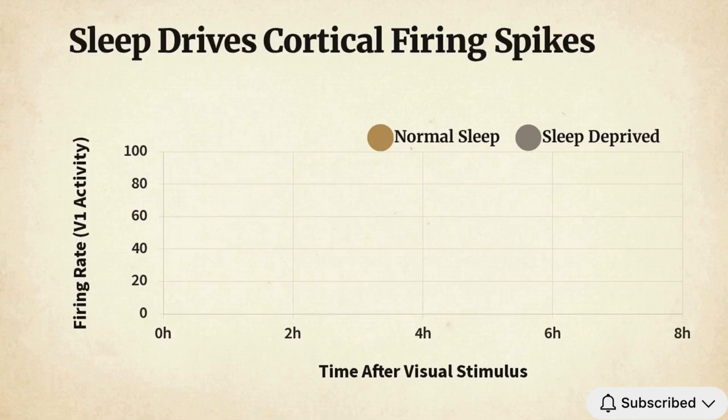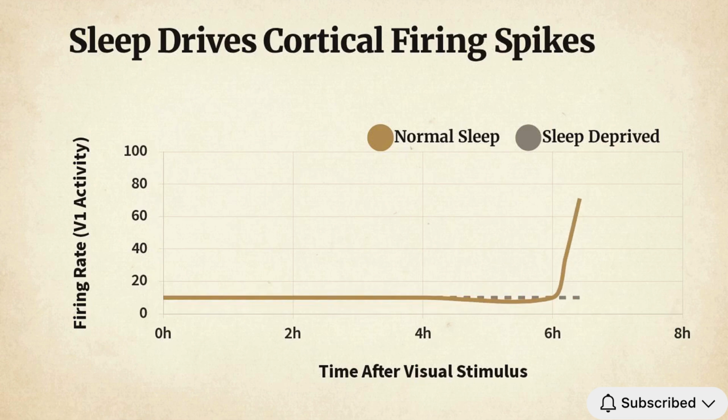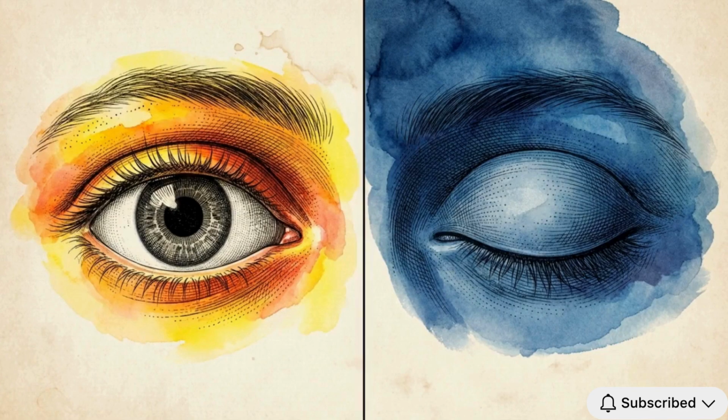This chart tracks the firing rates over time. At T0, the line is flat. It takes exactly 6 hours of subsequent sleep for these cortical neurons to exhibit a spike in orientation-specific firing, a process known as OSRP. Depriving the subject of sleep for that same window prevents this change. The trajectory remains flat. The visual cortex fails to adapt.